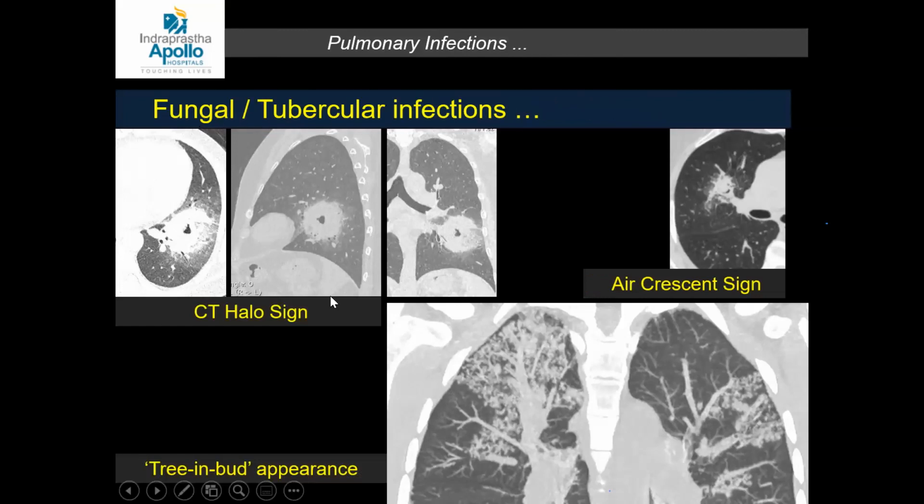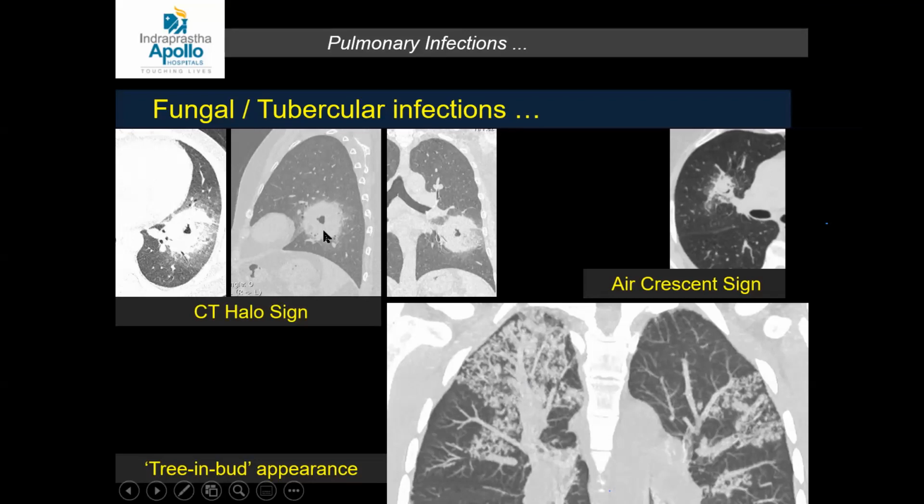Similarly, fungal and tubercular lesions are also common. So this is the hallmark and classical appearance of tubercular bronchiolitis, where you can see multiple nodules, and those nodules are showing the appearance of tree in bud. So tree in bud appearance is a hallmark of tubercular bronchiolitis.